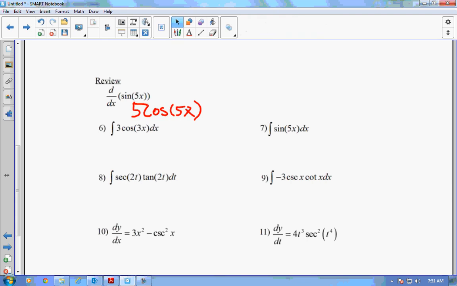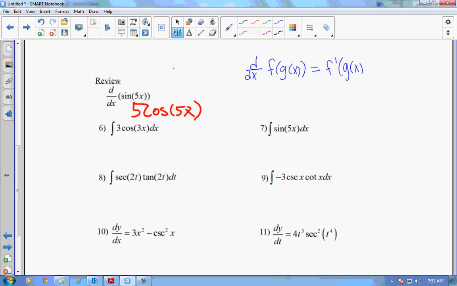Okay, what do you think? Agree? Disagree? Yeah, good. Good, because what you do is the derivative. Remember the formula, d/dx of f of g of x equals what? F prime of g of x times the derivative of the inside. Okay, so when we integrate, we're going to do the reverse of that.